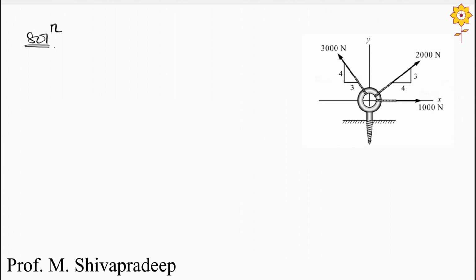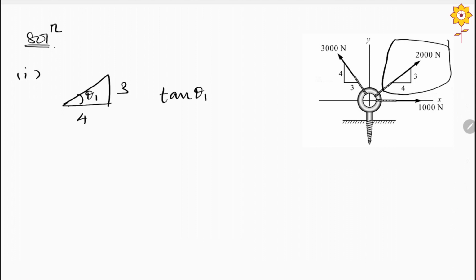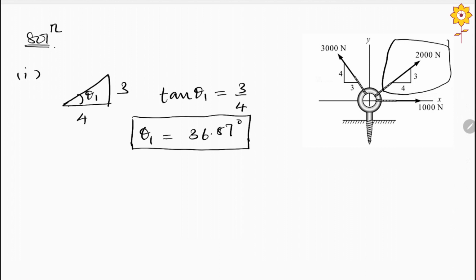Suppose I want to find out this angle, which is for the 2000 force, so I can draw that triangle. This is 4 by 3, 4 and 3. Now we have to find the angle for this, theta 1. To find the angle, we know tan theta 1 will be equal to opposite by adjacent, that is 3 by 4. If you calculate this, we will get theta 1 equal to 36.87 degrees. While calculating, make sure you keep it in degrees, not in radians.